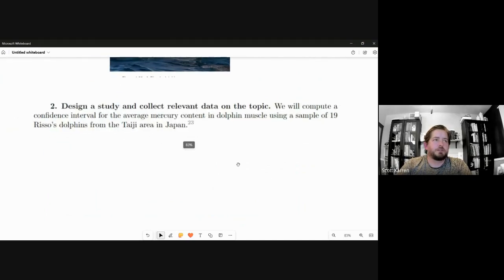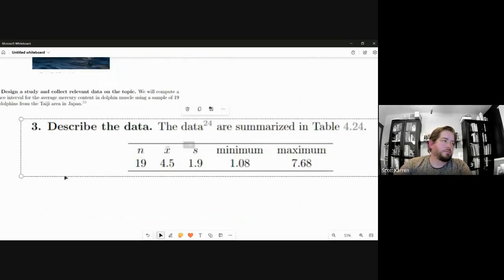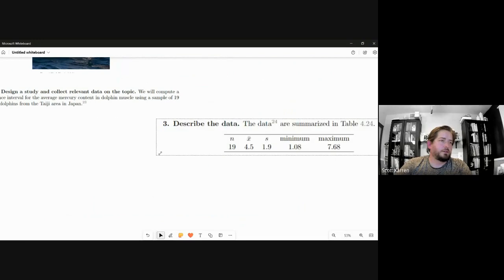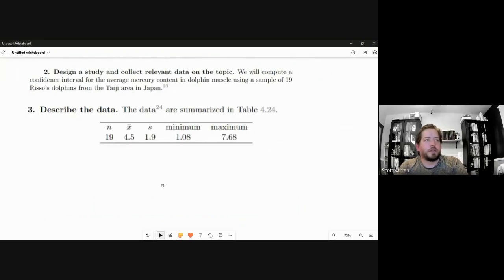Design a study and collect relevant data on the topic. So we're going to compute a confidence interval. That's the whole point of this, to create that confidence interval for the average mercury content in dolphin muscle using a sample of 19 dolphins from the Taiji area in Japan, right? And so we are lucky that they've already analyzed some data for us. So the data is here.